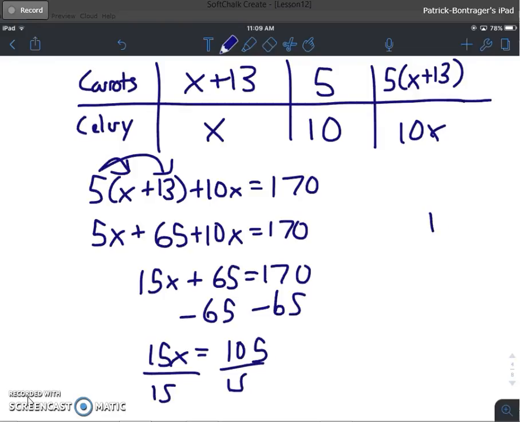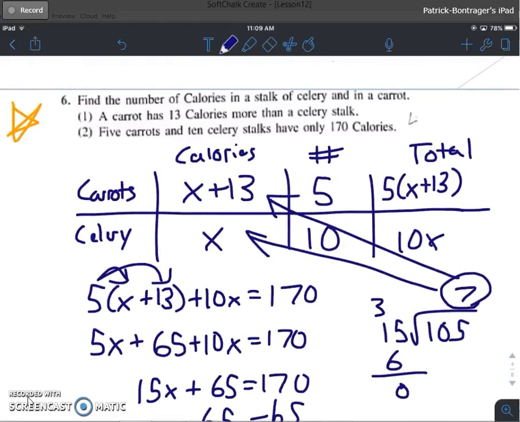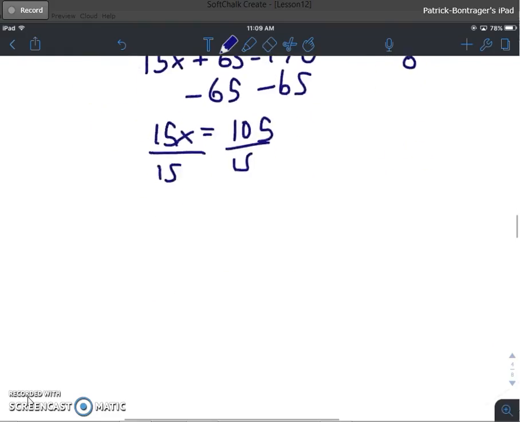I'm doing this out of my paper. It's not 10. Try 6 maybe. 30, that's not going to be right. 6, 7, 8, 9. So that's one more. It'd be 7. Again, fill in. So carrots have 20 calories and celery has 7 calories. So those would be my 2 answers.